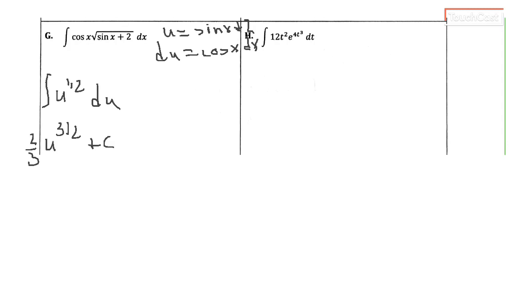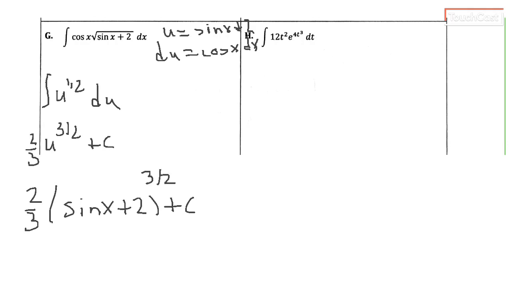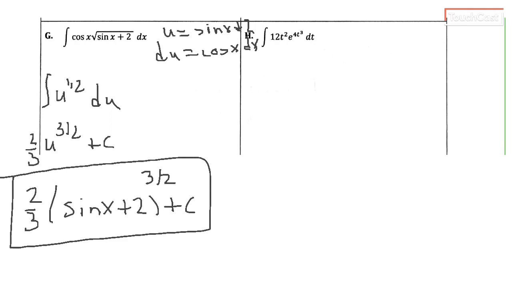Then we're just going to replace u. So we're going to have 2/3 times sine of x plus 2 plus c. In fact, that sine of x plus 2 is also raised to the power of 3/2. Once we've done that, we're done, and we can move on to h.